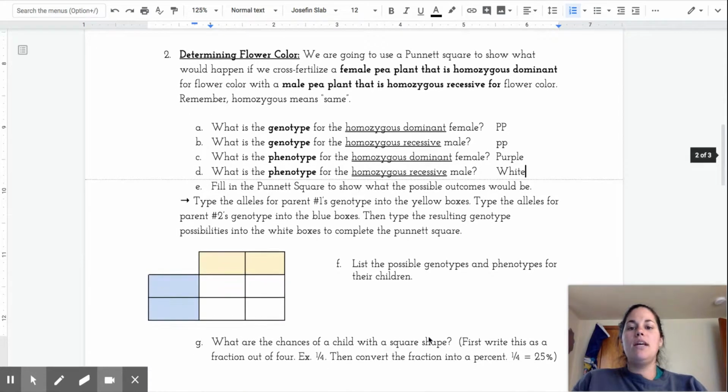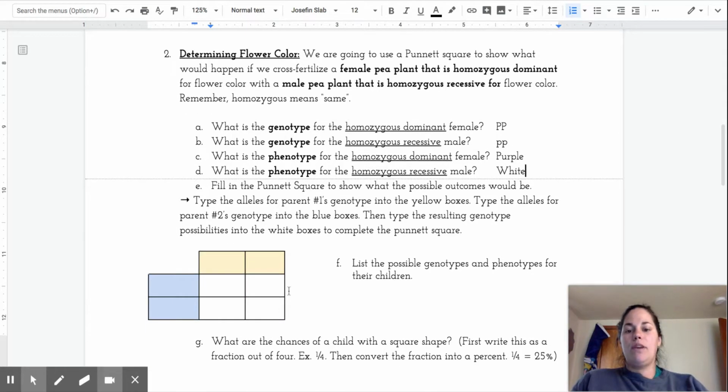So we see we've got this Punnett square set up here. I set it up as a table that you can type in. One of the parents we're going to type into the yellow boxes, and the other parent we're going to type into the blue boxes. So let's say the mom, the homozygous dominant female, into the yellow boxes. So her genotype is PP.